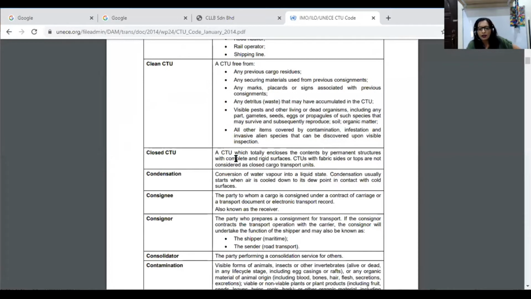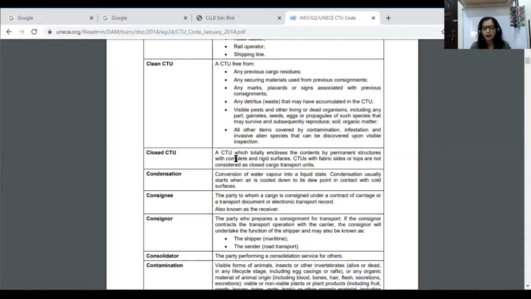And then here they describe what a closed CTU is, because you tend to see this terminology very often in the IMDG Code. So the closed CTU is a CTU which totally encloses the contents with permanent structures. So it could be a box truck, not just a container, or it could be a rail wagon. And then they describe certain things that happen to cargo. Certain cargoes may undergo condensation. So they explain what is condensation. Condensation is the conversion of water vapor into a liquid state.